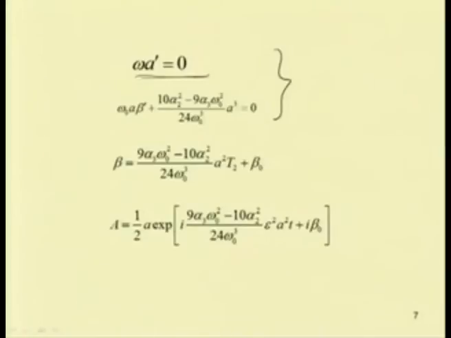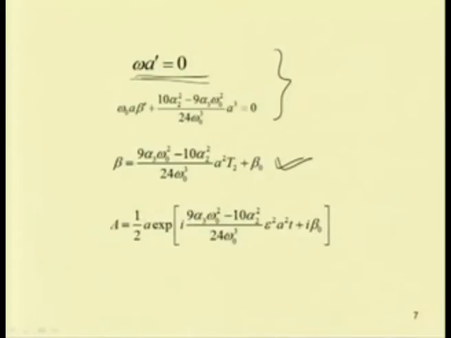So, now from this equation one can find that a dash is da by dt2, so it is equal to 0. So a dash is not a function of t0, t1 and t2, but beta one can find this beta dash equal to minus 10 alpha 2 square minus 9 alpha 3 omega 0 square by 24 omega 0 cube, and integrating that thing, one can get this expression.